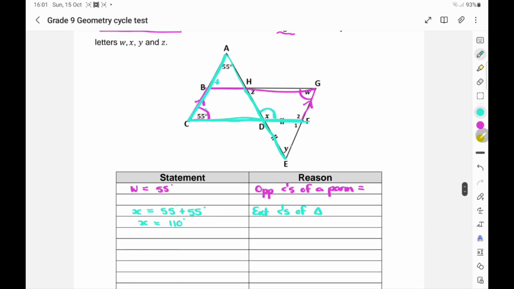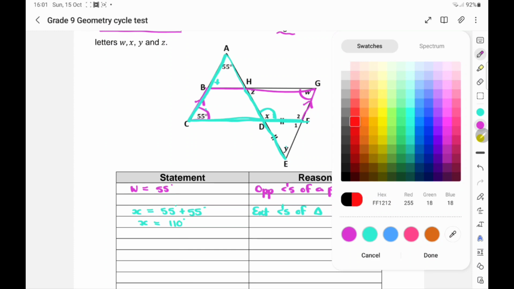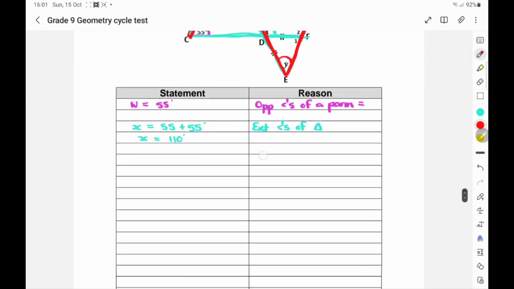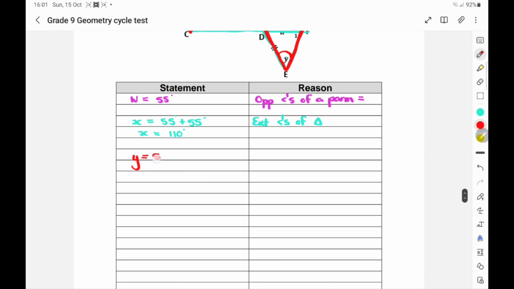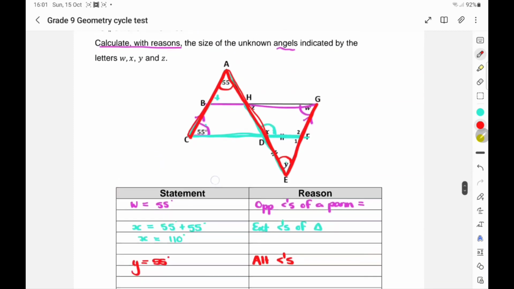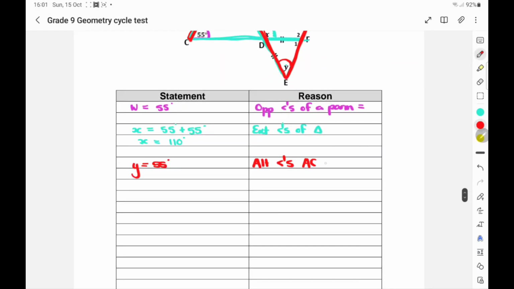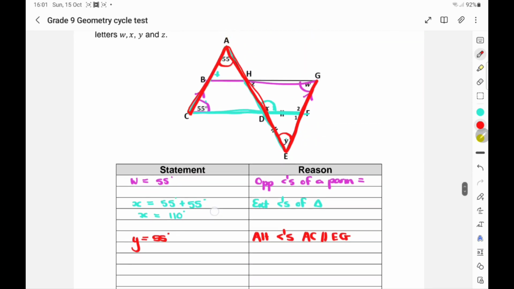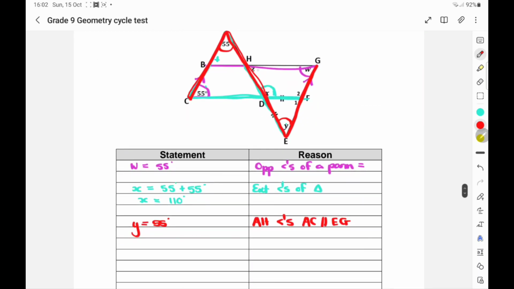Okay, then if you want to do Y, can you see, I'm trying to keep all my reasoning here, can you see that those two were given as parallel, and there's your Z over there? So Y is equal to 55 degrees because of alternate angles. And which ones were parallel? AC is parallel to EG.